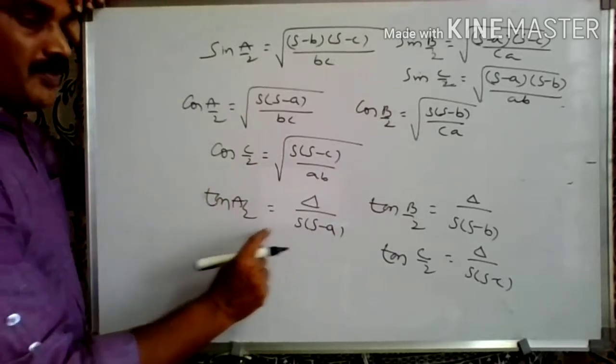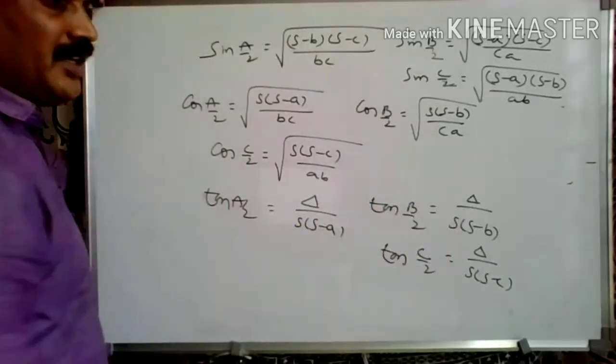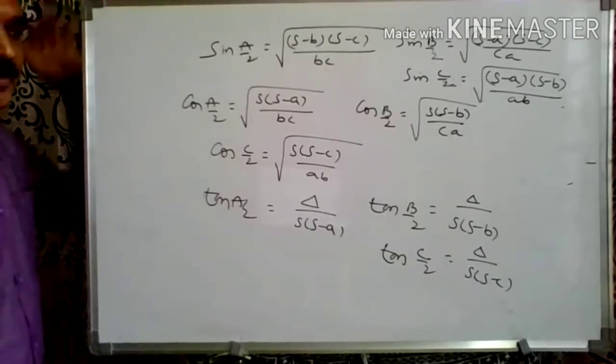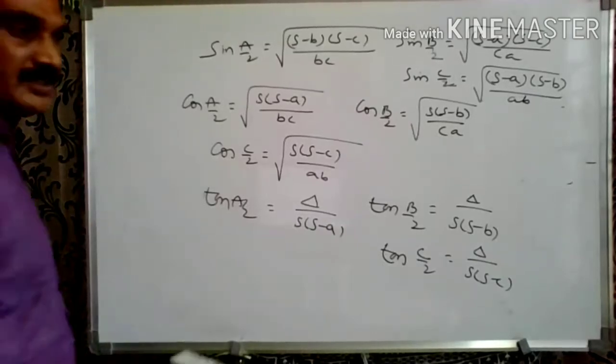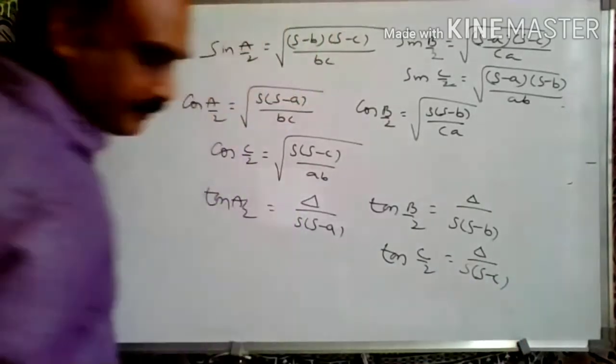Tan A by 2 is equal to delta by s into (s minus a). Tan B by 2 is equal to delta by s into (s minus b). Tan C by 2 is equal to delta by s into (s minus c).